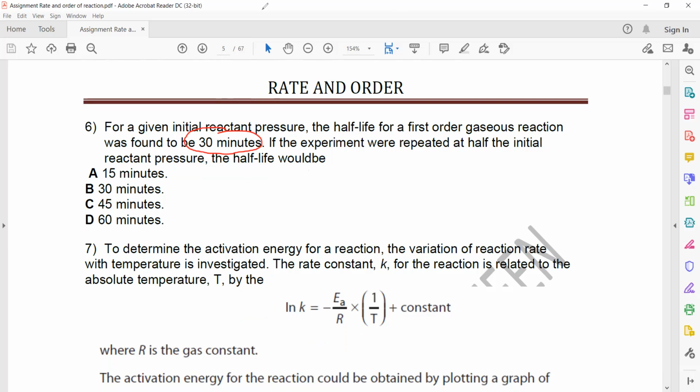For a first order reaction, the half-life is constant. So even if, for example, first we use 100 moles and now we are using 50 moles, if 100 moles took, say, 5 minutes to convert into products, 50 moles will also take 5 minutes. So the half-life for a first order reaction is constant, it does not change. That's why B will be the right answer. Is it clear? Yes, sir.